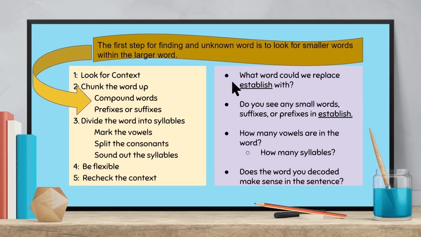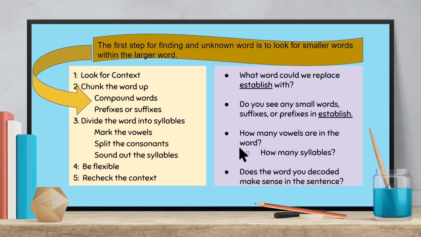You could say, if the word was establish, for instance, what word could we replace establish with? If the word is supercalifragilisticexpialidocious, say, what word could we replace supercalifragilisticexpialidocious with? What word could we use in place of it? Then we say, do you see any smaller words, suffixes, or prefixes in establish? I see tab. That's a word, right? I see ish, right? That's kind of a common thing. I see this little S, I don't know, I see lots of little pieces. It depends how you divide it up, right?